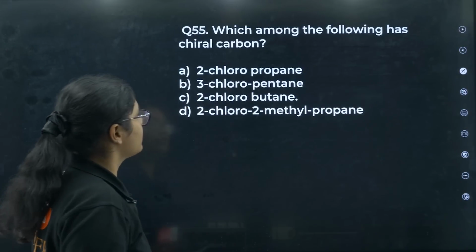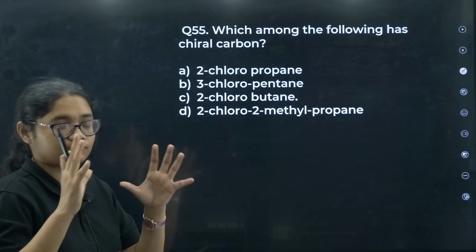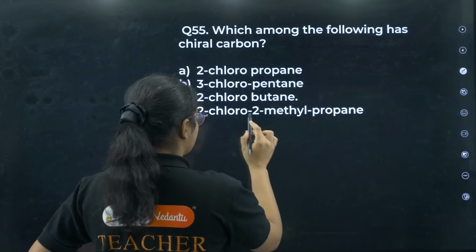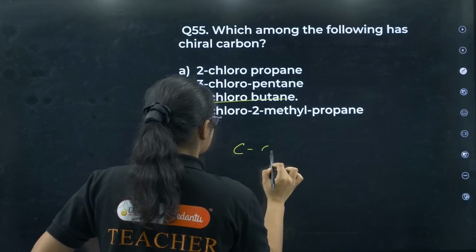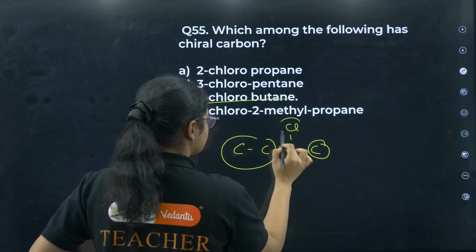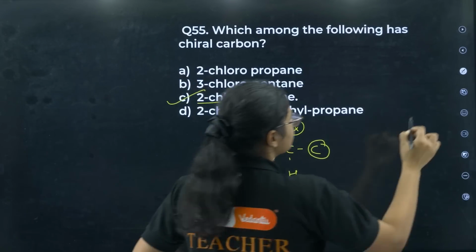Next, which among the following has the chiral carbon? Chiral carbon means a carbon which has 4 different groups. So if you see 2-chlorobutane, this side methyl group, this side ethyl group, this side chlorine group, and this side hydrogen group. So that is option number C here.